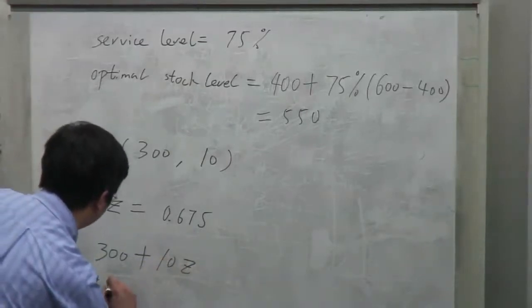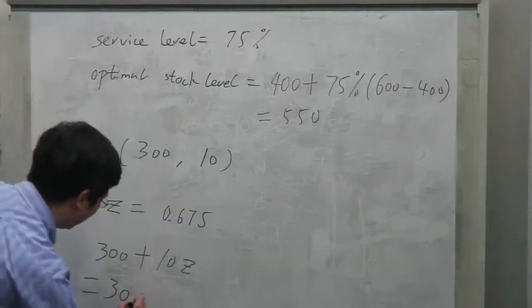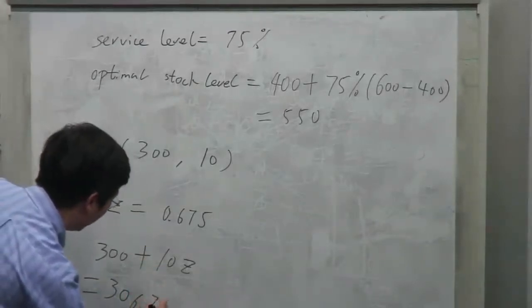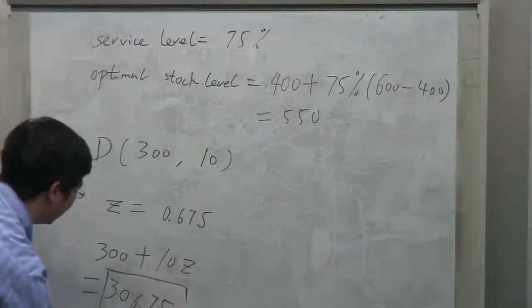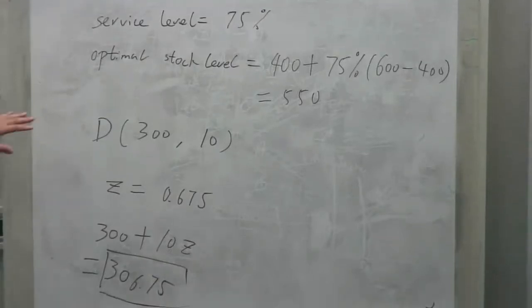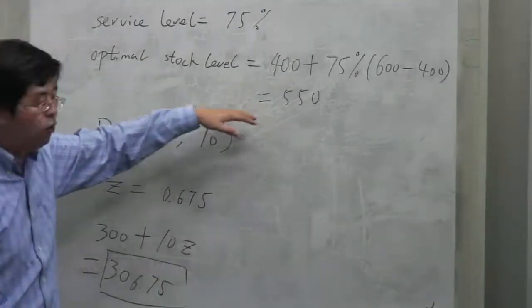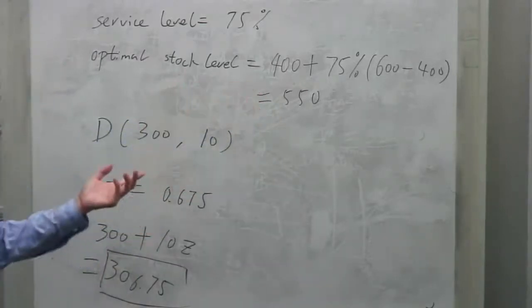Finally, what's the final answer? 300 plus... 306.75, which is your optimal stock level. See that? So you can see there's not too much difference, but for different distributions, like Jonathan showed before, we have to handle them differently. But the idea is the same.